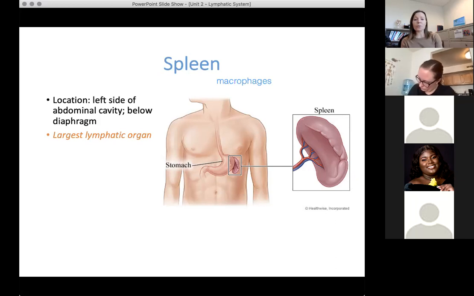The spleen also stores platelets. Platelets are another type of blood cell. So the spleen can store some platelets.